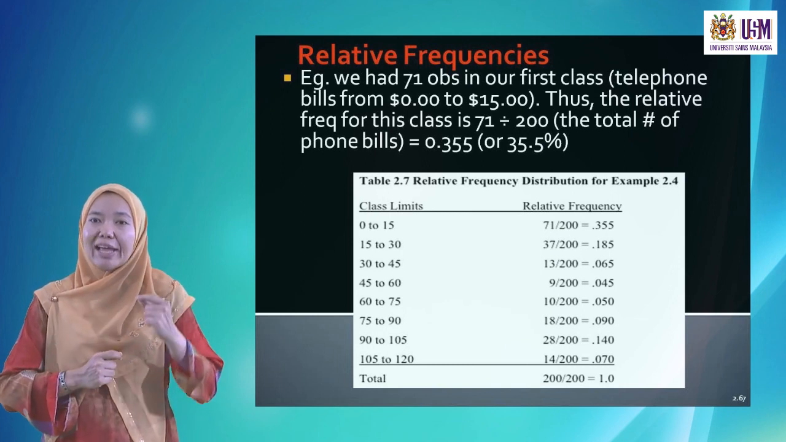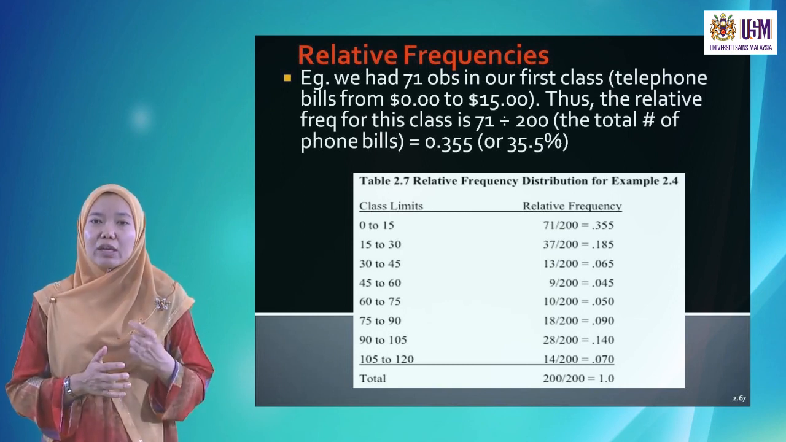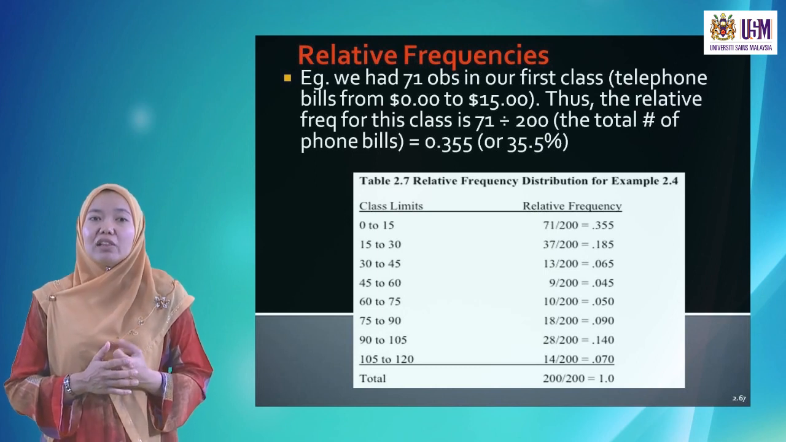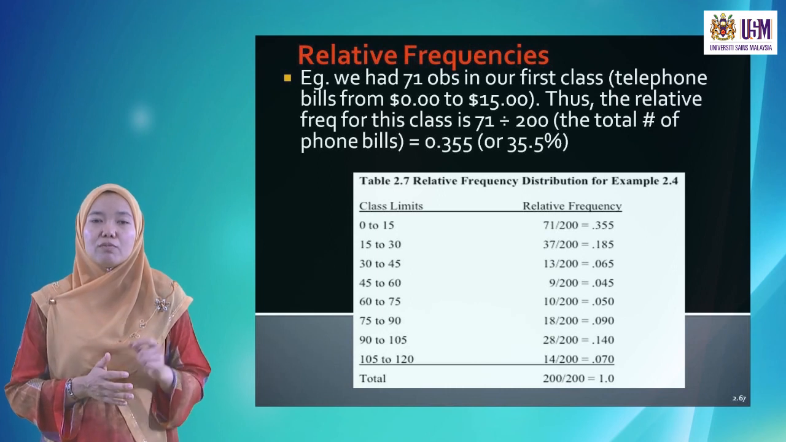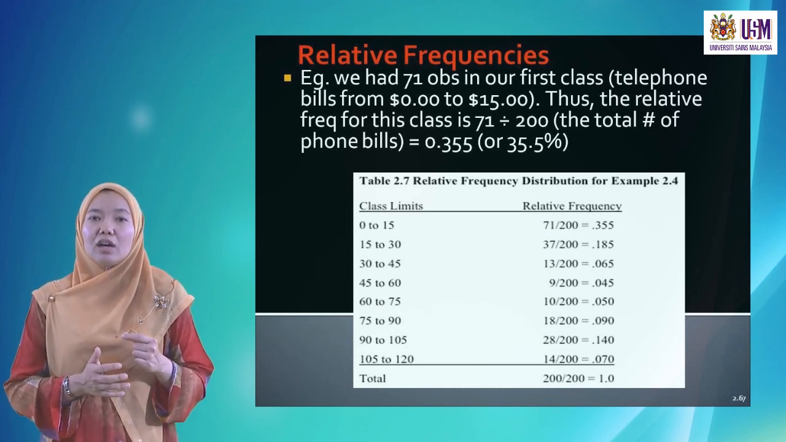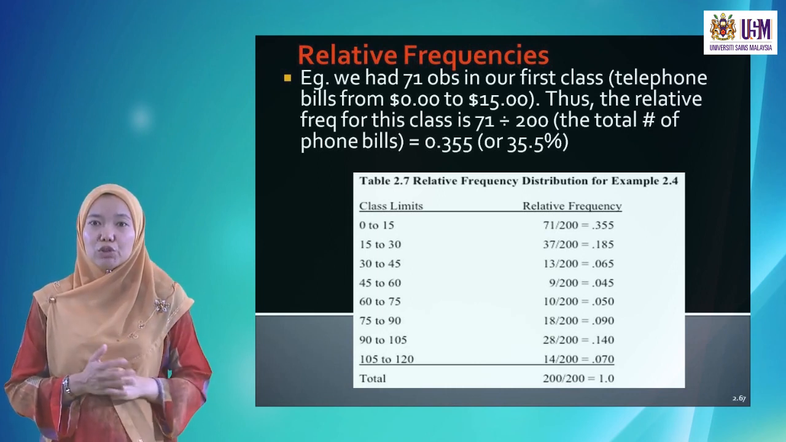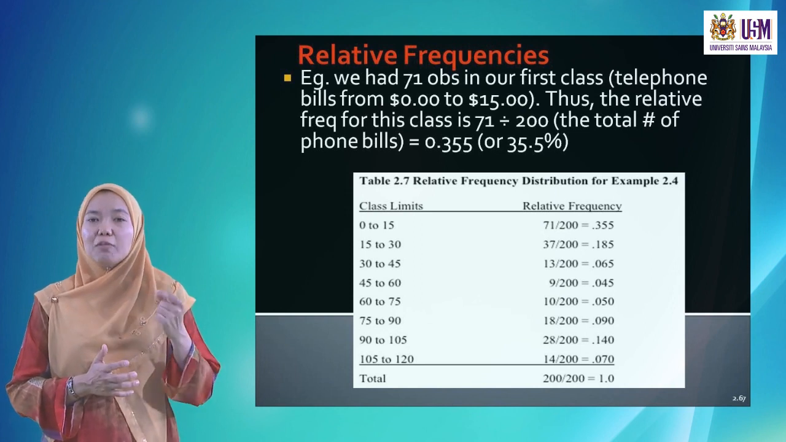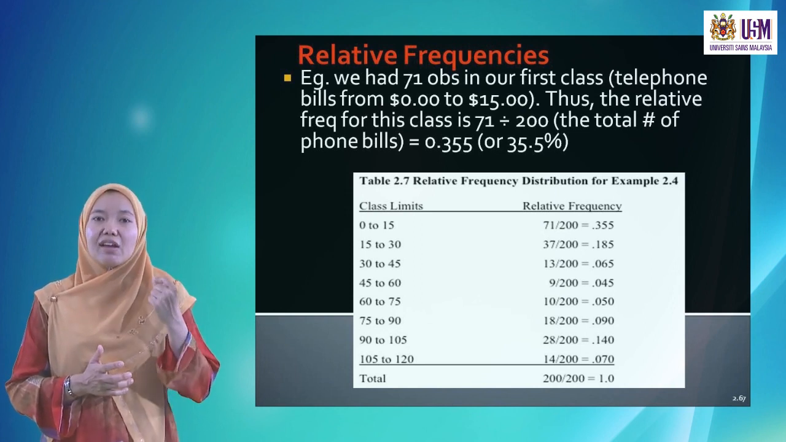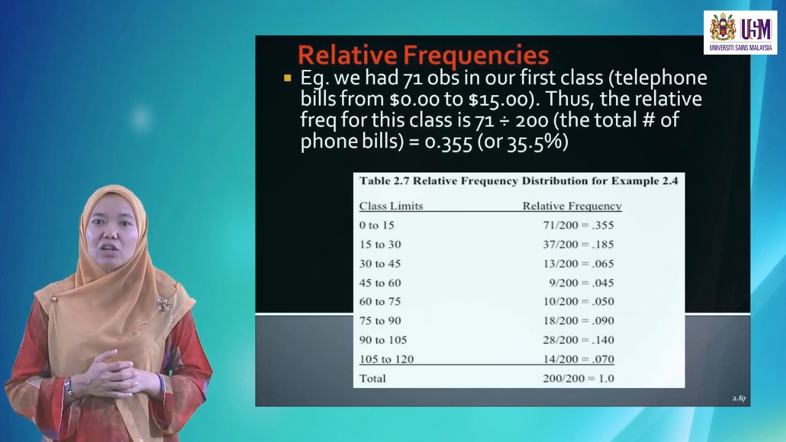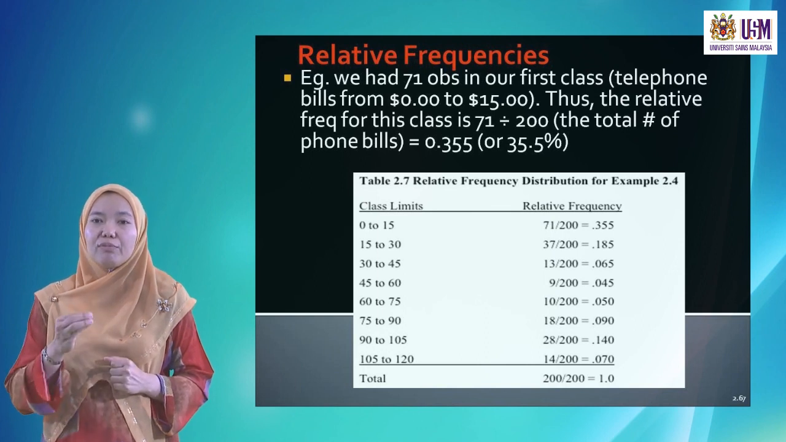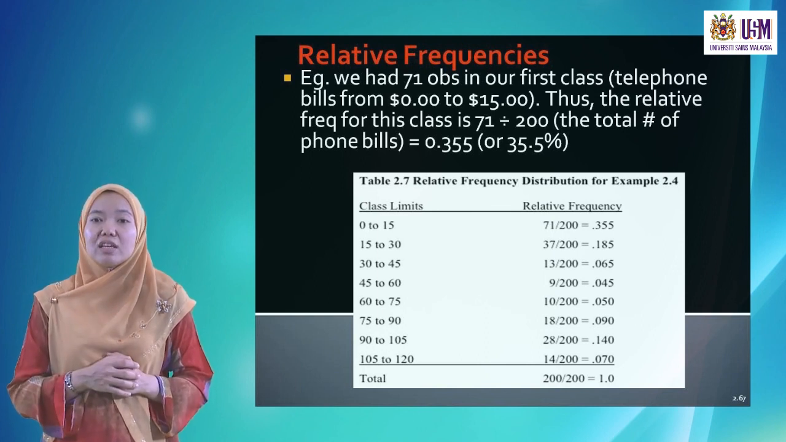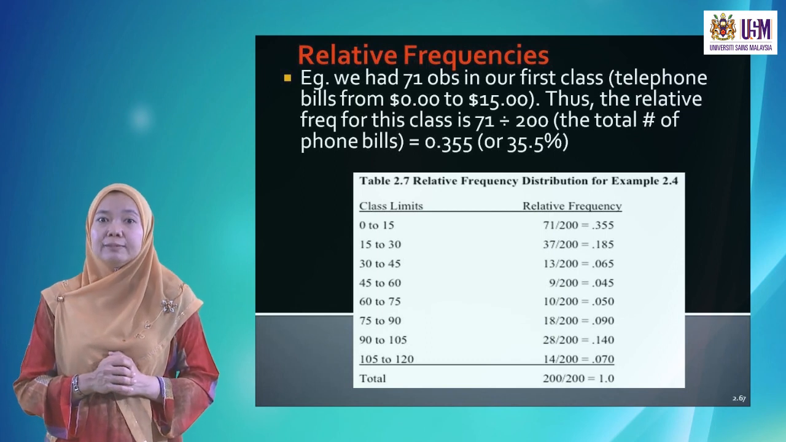That means you need to tally this from the raw data. We are still using the example of long distance telephone bills from just now. So we have a range of telephone bills from 0 USD up to 15 USD for the first group. You count how many data observed actually fall within this range. So you have 71 out of a total of 200 observations. So the relative frequency is 0.355.